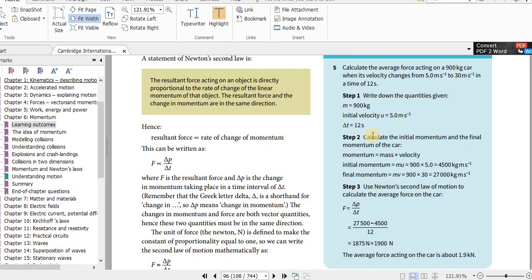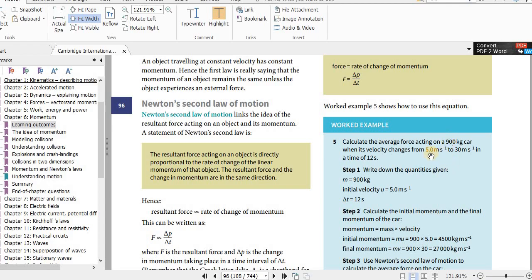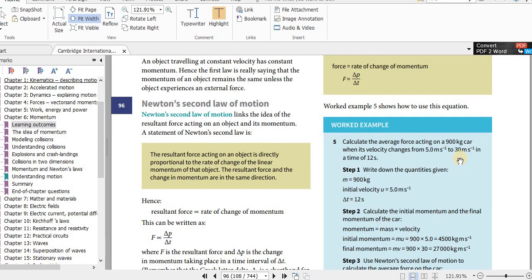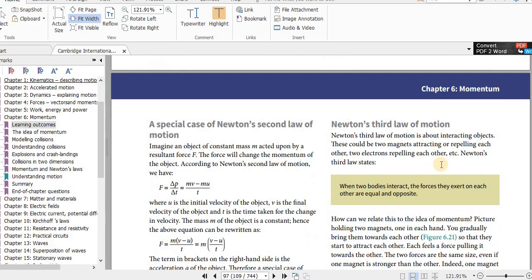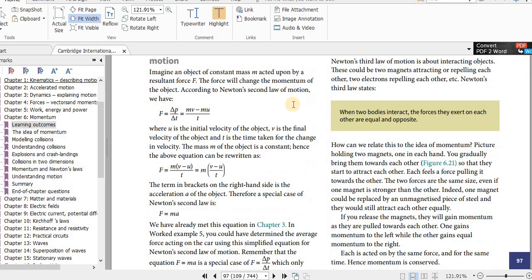So we can see the change in momentum over the time is the rate of change of momentum. The change in momentum is what? 900 times 5 minus 900 times 30, or 900 times 30 minus 900 times 5. So they have shown that here. Then 27,000 minus 4,500, we get this, and that divided by the time, 12 seconds, so we get that. That is the answer. Then a special case of Newton's second law of motion, and we have this.